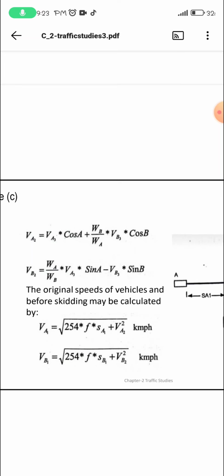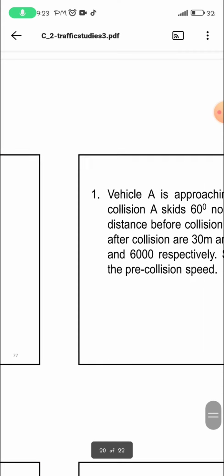VA2 equal to VA3 into cos A plus WB by WA into VB3 into cos B. VB2 equal to WA by WB into VA3 into sin A minus VB3 into sin B. The original speed of vehicles before braking may be calculated by VA1 equal to under root 254 into F into SA2 plus VA2 square kilometer per hour, and VB1 equal to under root 254 into F into SB2 plus VB2 square kilometer per hour.